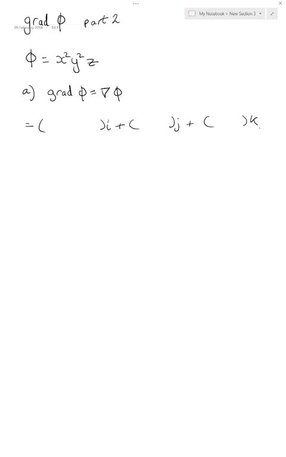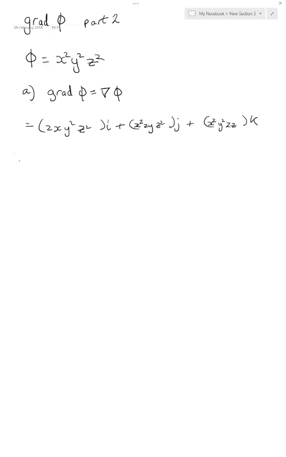To find out how many i's we have, we simply partially differentiate phi with respect to x to get 2x y squared z squared. That should be squared there. For j, we differentiate phi with respect to y to find we have x squared 2y z squared, and then finally to find the coefficient of k we differentiate phi with respect to z. So we get x squared y squared 2z. That's it, we found grad of phi.